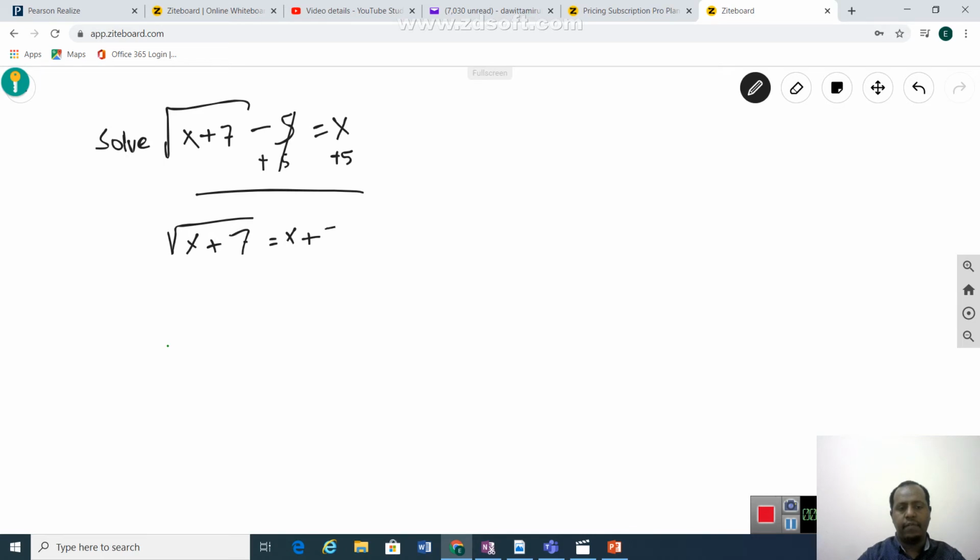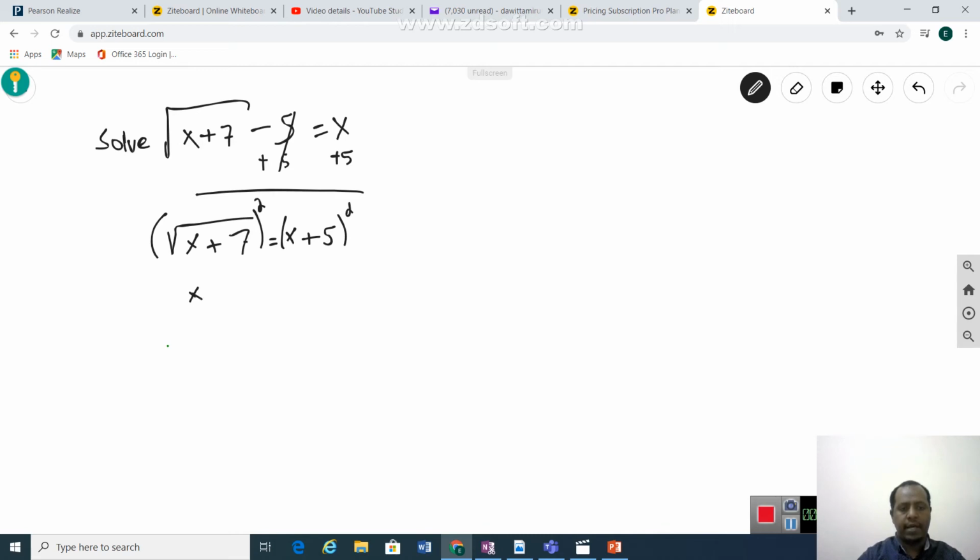X plus 5. As you can see, we get a square root equation. So to solve the square root equation, we are going to apply the key concept. What the key concept says: to remove the square root, you have to square each side. So let's square each side. So I have to square this side, square this side. So the square root will be removed.